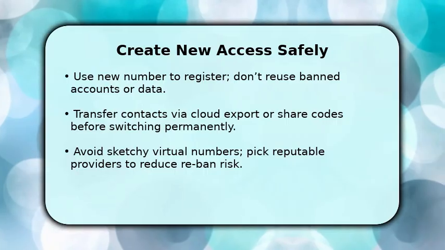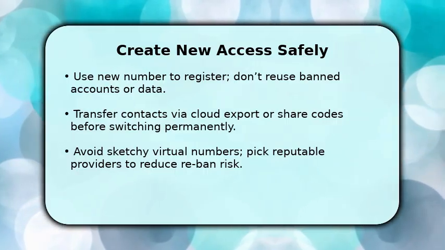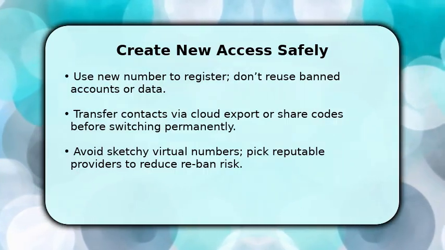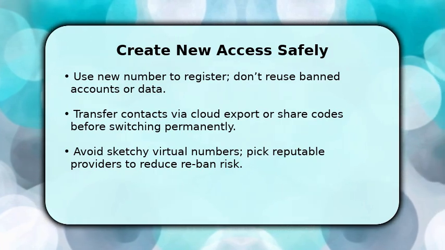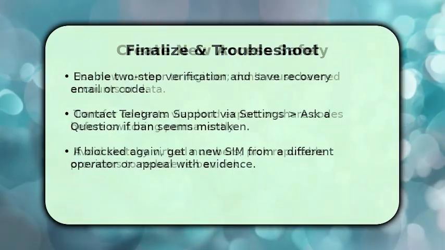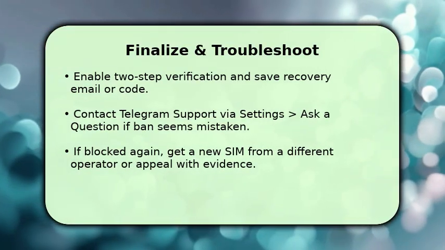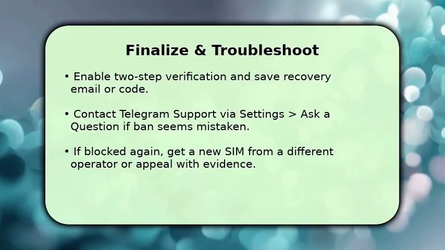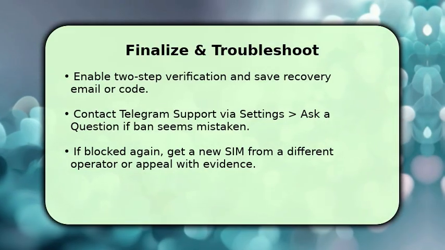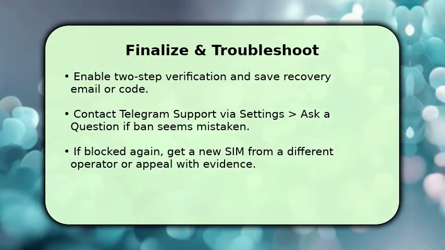Choose a reputable number provider to lower the chance of immediate reban, and explain briefly why each choice matters. Finish by configuring two-step verification and adding a recovery email so you won't lose access. Once done, personalize security and privacy settings to reduce triggers that might flag your account.